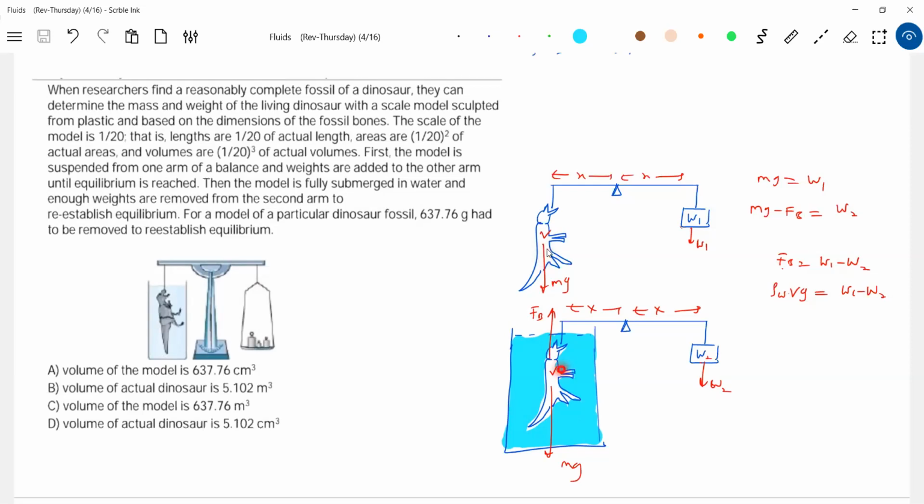When I immerse it in liquid, in that case, what do we get here? Buoyant force will act. Then what is the equation now? Mg minus buoyant force should be equal to W2. Some other weight I added. With this, can we calculate this volume? The volume of the actual dinosaur is this one, huh? Volume of the model.